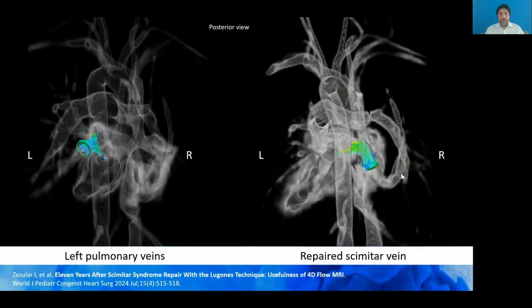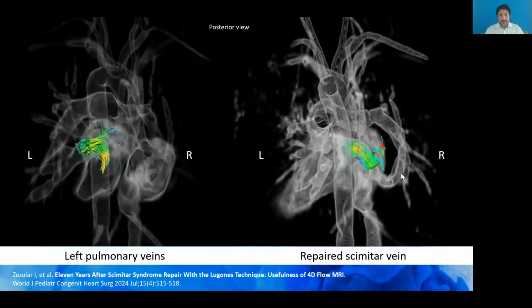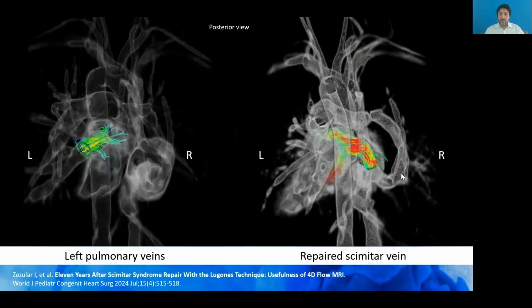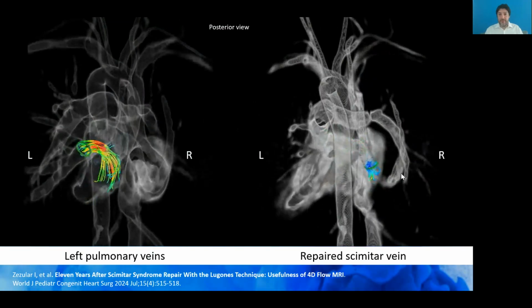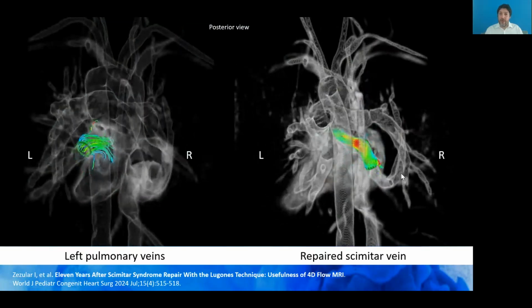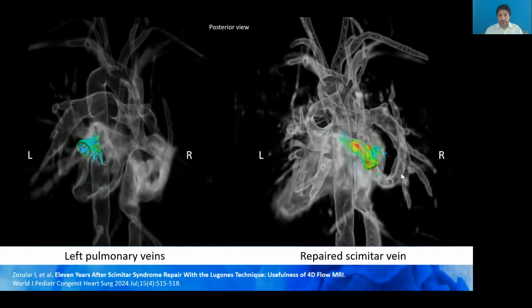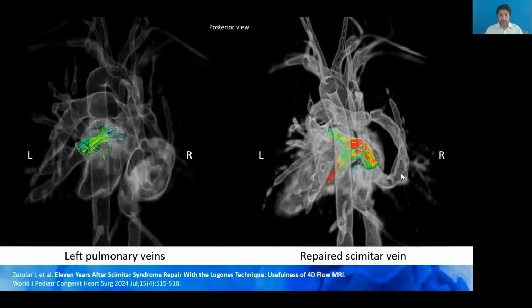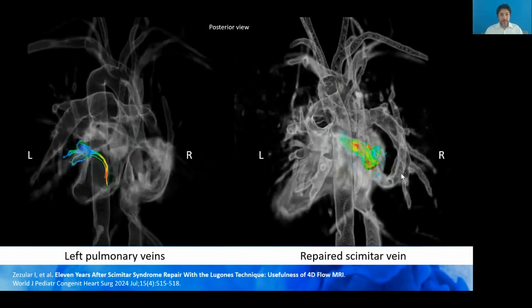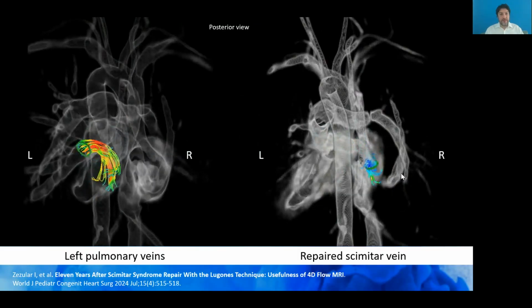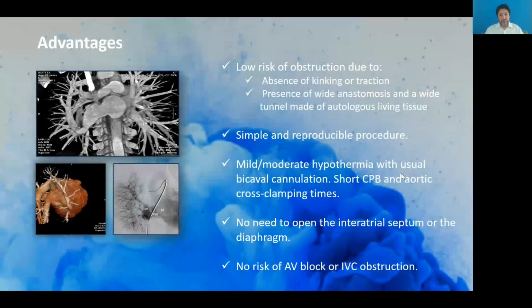Okay, so here you can see the left veins on the left and the repaired scimitar syndrome, and you can see that the flow goes up to the apex and there is no obstruction. Okay, this is a paper that we have recently published, and it is called 11 years after the first case that we did. Which are the advantages?